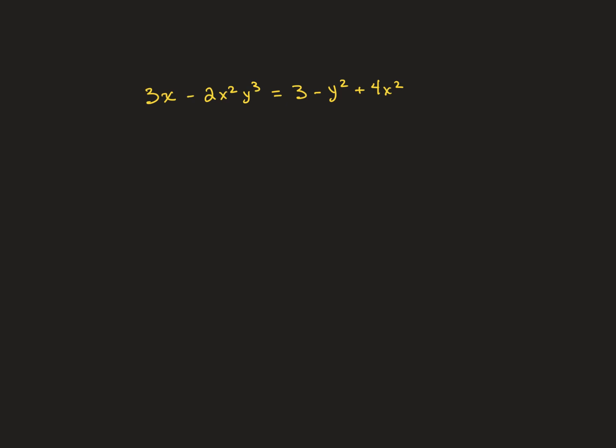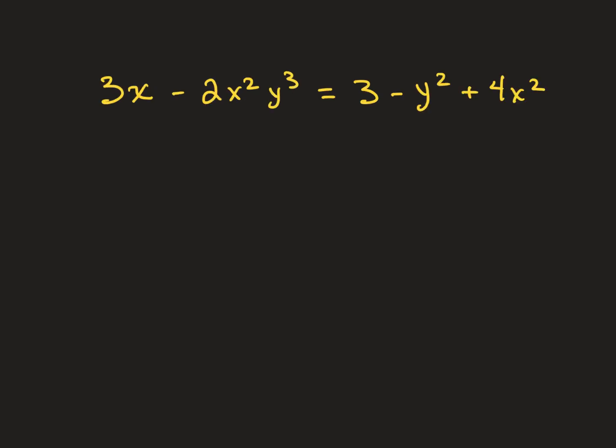All right, so this is a freestyle one. We are going to find the derivative of 3x minus 2x squared y cubed equals 3 minus y squared plus 4x squared. All right, so what's the derivative of 3x? 3. And then what's going to happen on this next term, this negative 2x squared y cubed? What's going to happen there? What do I need to use? The product rule.